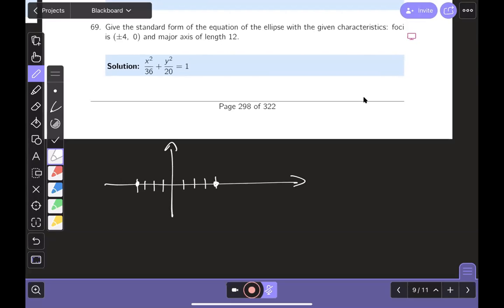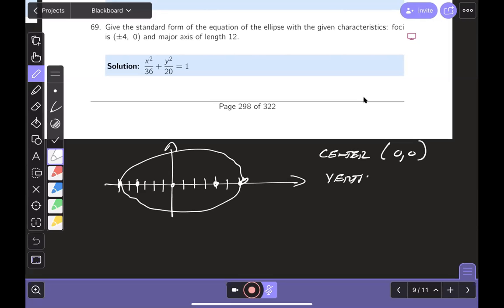What does that mean? Well, I've got vertices over here now, and it's 12, so it's going to be 6 in from the center, and this is the center. That's 12 units long. What does it look like? This over here. Ah, boy, it looked really bad. Let's write this down. Center is going to be 0, 0. The vertices are going to be, let's see, 6, 0. And the other vertex is going to be minus 6, 0.